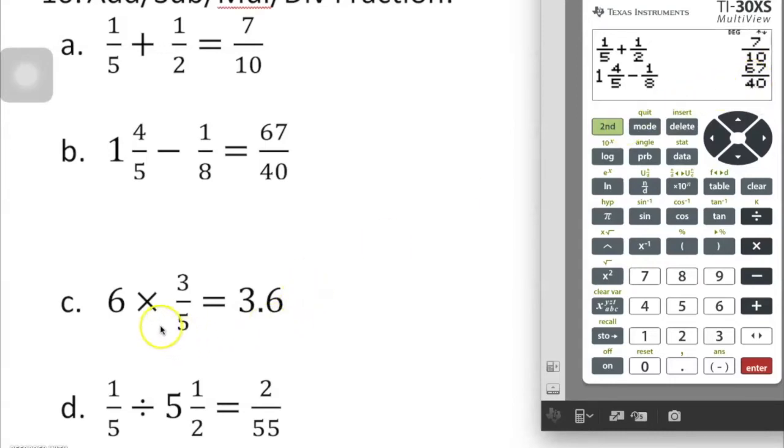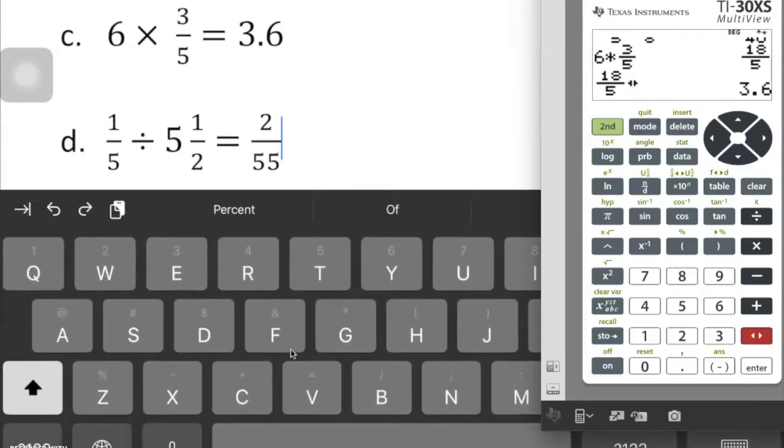Now, next one, 6 times 3/5. Enter. Clearly 18/5, but most probably the question is asking for a decimal. So how are we going to get the decimal? We're going to use this arrow. As you see, 3.6. Okay, so whatever the question asks, based on that, we are working on it.